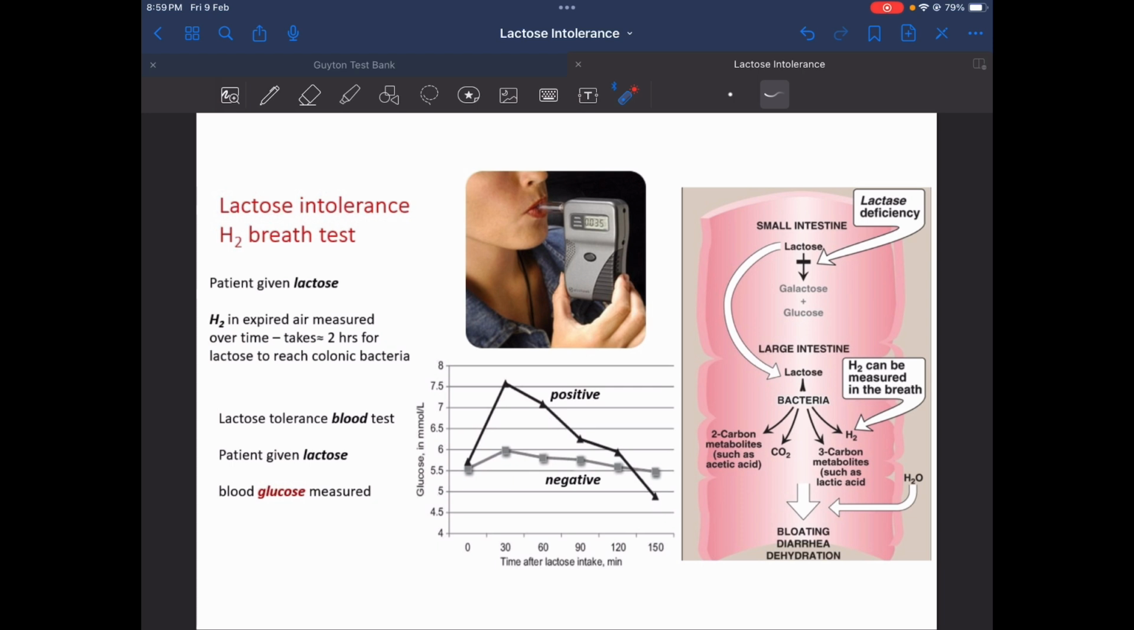So these are two different tests. It's very important to know. There's a hydrogen breath test, and then there is a lactose tolerance test. And this graph that they've given here, this is for the lactose tolerance test.